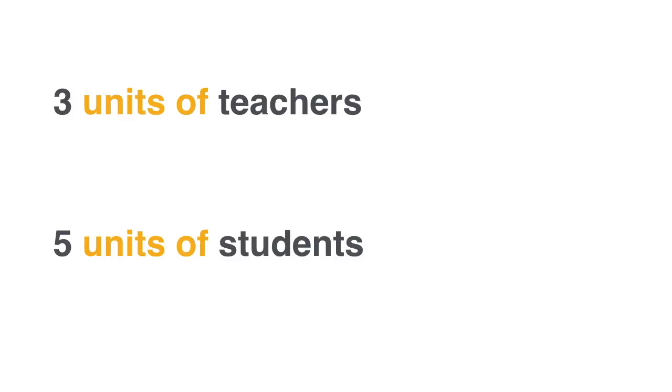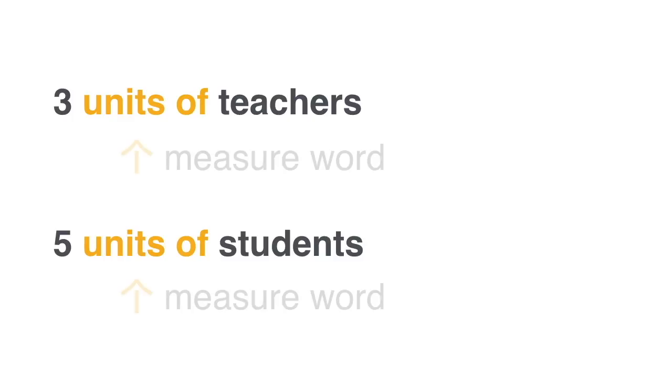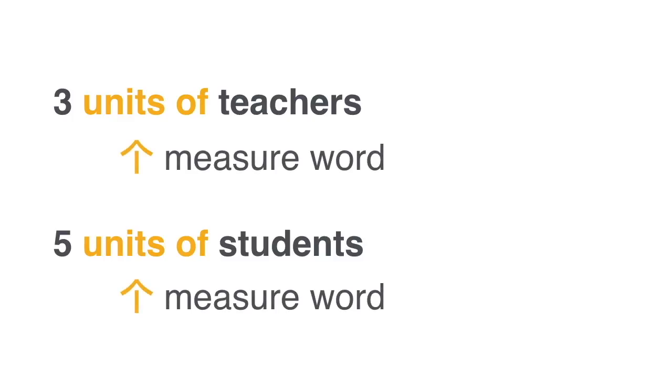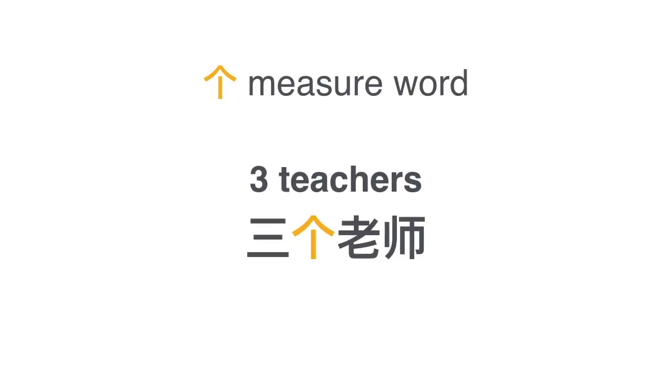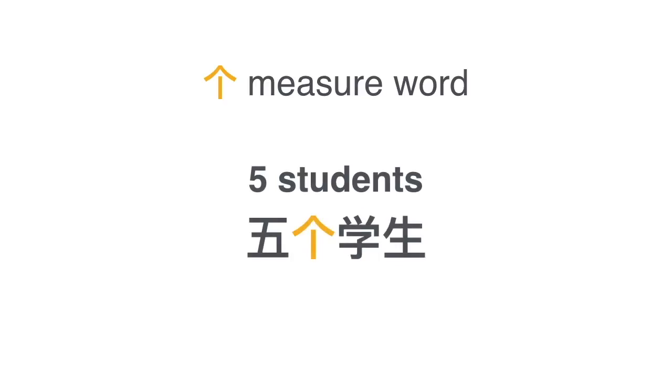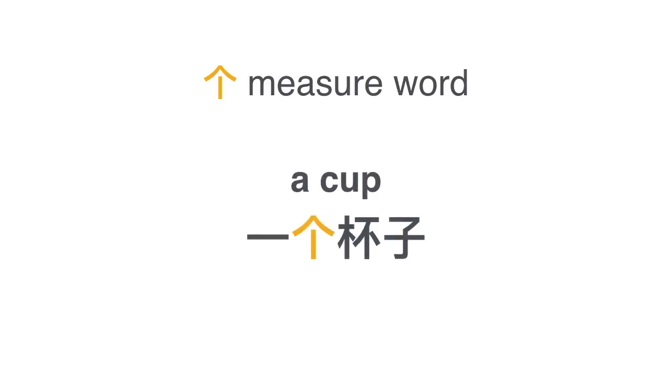To put it simply, in Chinese, when we express quantities, we add a measure word between the number and the noun. For example, instead of saying 3 teachers, we would say 3 units of teachers. And units of is expressed with 个. Okay, 个. It's a measure word. It means like a unit. Okay, so 3 teachers is 3 units of teachers is 3个老师. 5 students, 5个学生. A cup, 一个杯子.